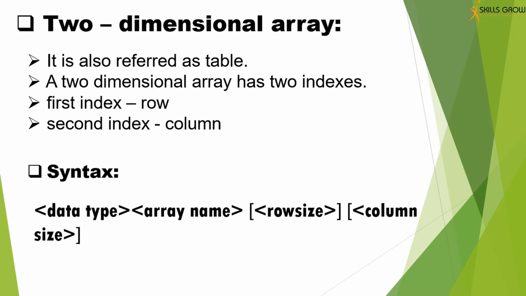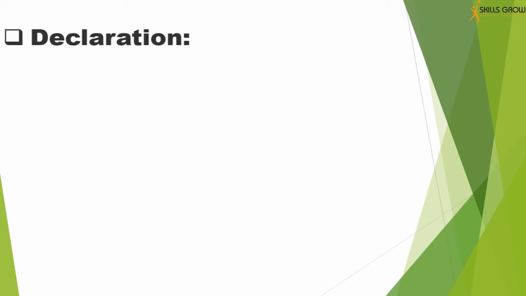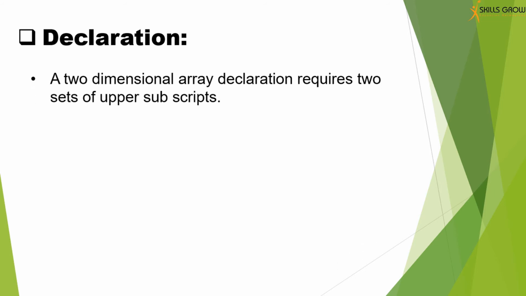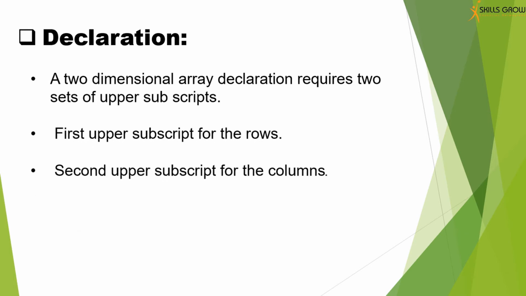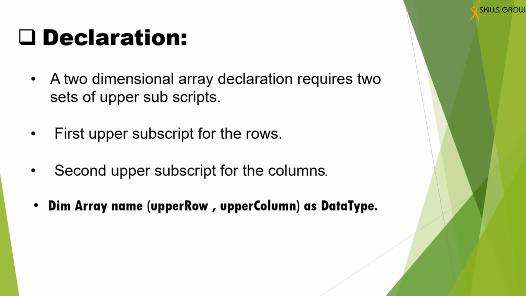In the syntax, the keywords data type and array name are similar to the one-dimensional array. Row size and column size represent the size of the row and column. Declaration of two-dimensional array. A two-dimensional array declaration requires two sets of upper subscripts. The first upper subscript is used for the rows and the second is used for the columns. Here is the syntax for declaration of a two-dimensional array.